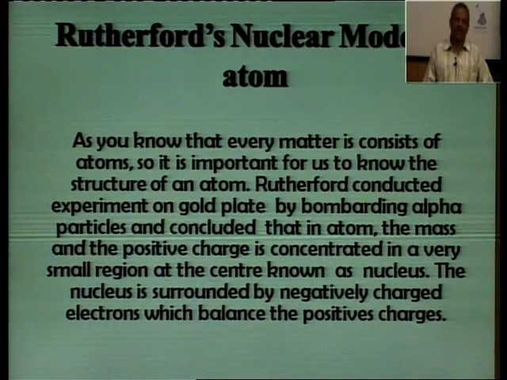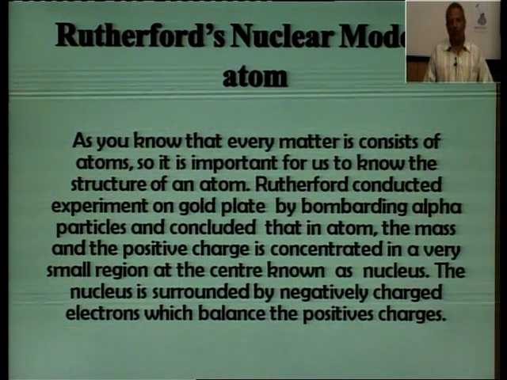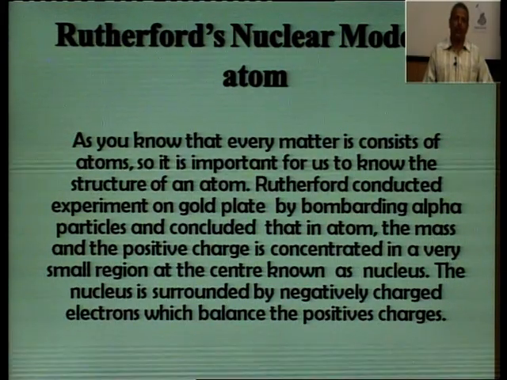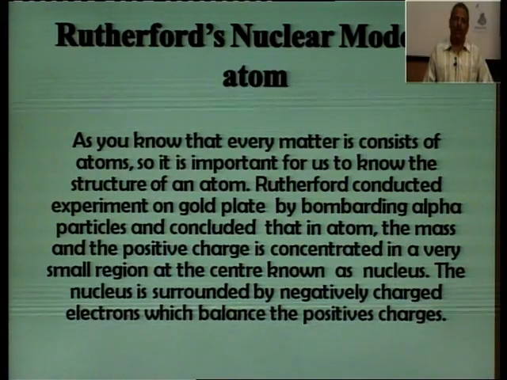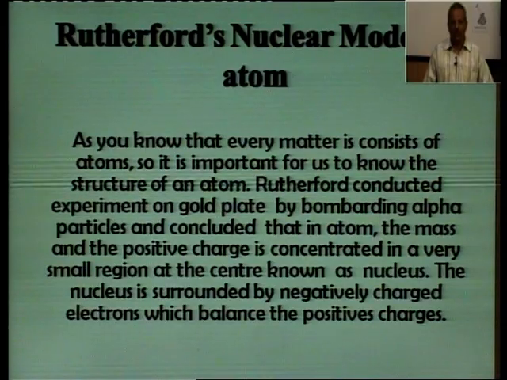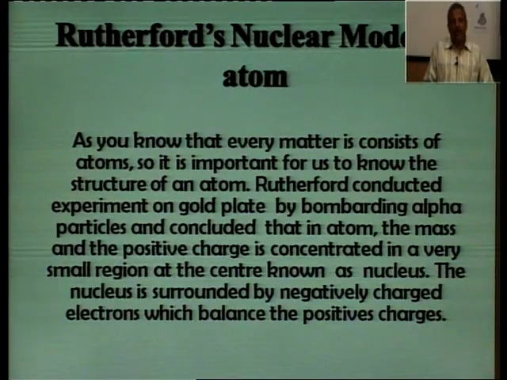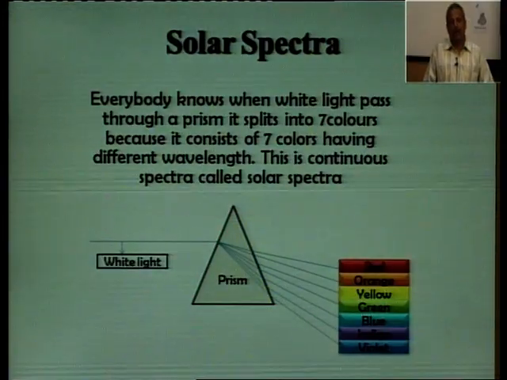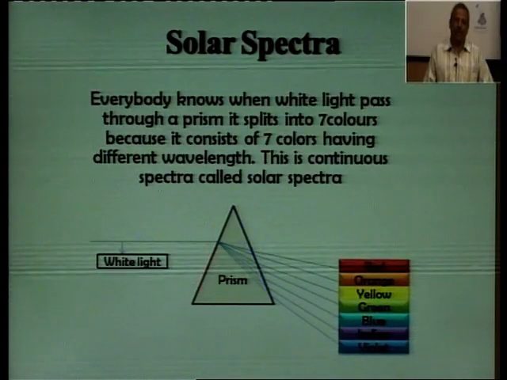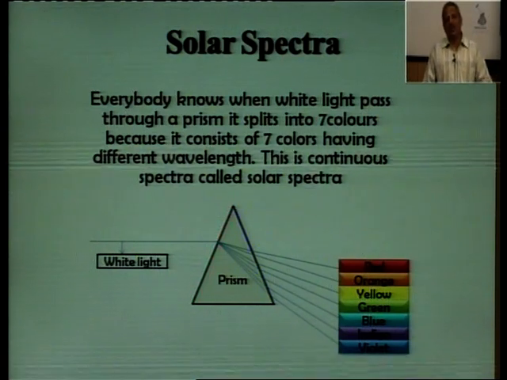If we take the example of the hydrogen atom, there is one electron and one proton present in the atom. The electron is revolving around the nucleus in a fixed circular path, so it has a fixed energy. But going through the solar spectra, we have observed that when white light falls on a prism, it splits into 7 colors.